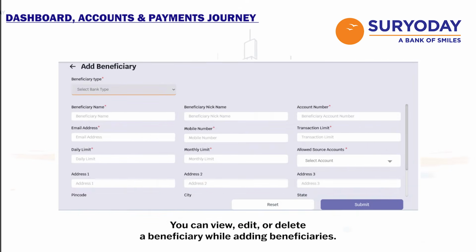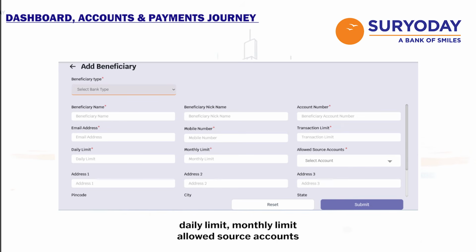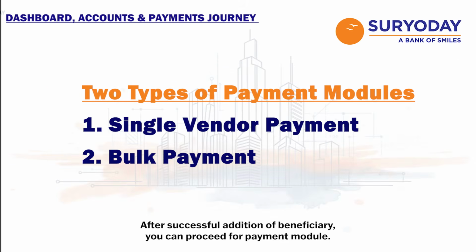While adding beneficiaries, you need to fill mandatory and non-mandatory fields such as beneficiary name, account number, email address, mobile number, transaction limit, daily limit, monthly limit allowed, source accounts, and address details in the beneficiary tab. Your beneficiary will be added immediately without any cooling period. After successful addition of the beneficiary, you can proceed to the Payment module.